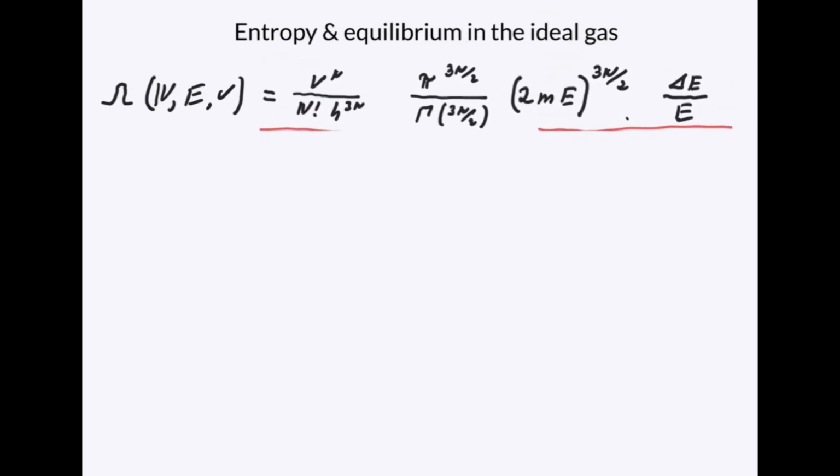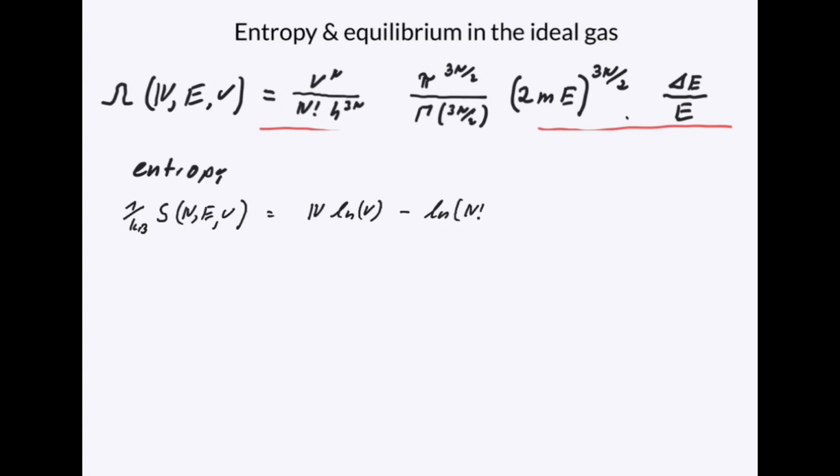As an example, let's consider what entropy and the notion of equilibrium mean for the ideal gas. For the partition function of the ideal gas in the microcanonical ensemble, we derived the following equation. In order to obtain the entropy from the partition function, we just have to calculate the log of the partition function, and then we obtain 1 divided by k_B times the entropy.